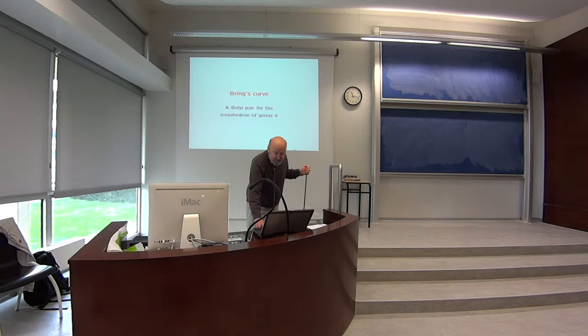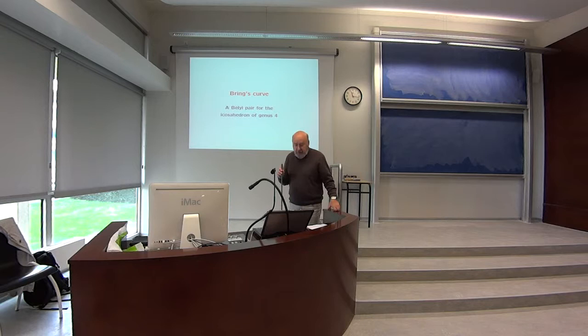Okay, so I stop here. And what remains is to construct a Belyi pair for the icosahedron of genus 4, about which I spoke in the first lecture. So, if you remember, there exists a very regular embedding of the icosahedron onto the surface of genus 4, and I will construct the Belyi function corresponding to this picture. Thank you.